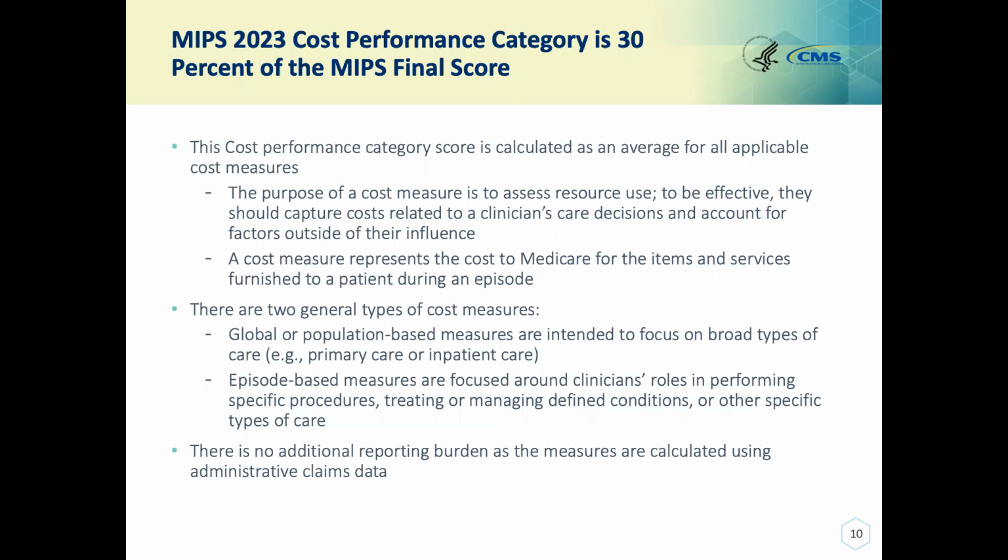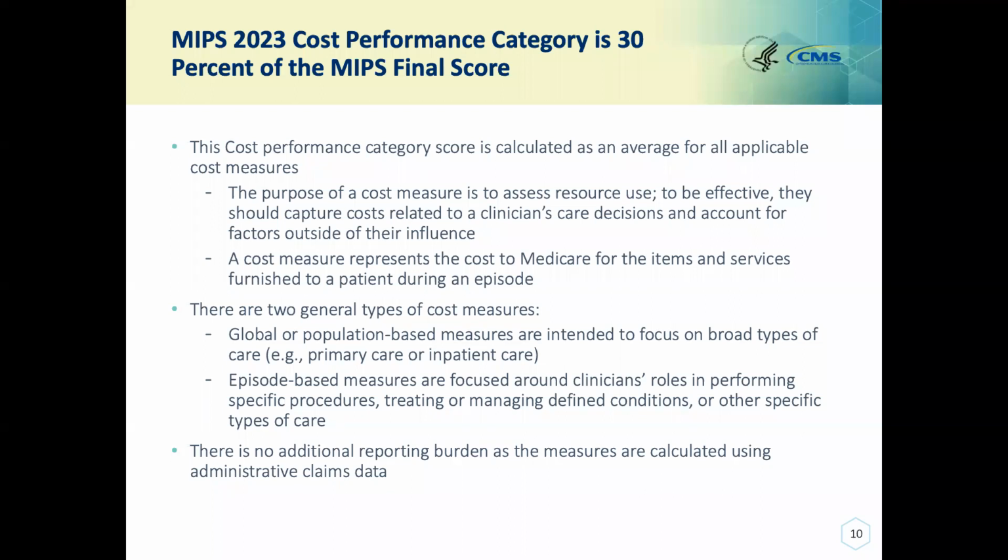The cost performance category is calculated as an average of all cost measures that apply to a given clinician or clinician group. For both traditional MIPS and MVPs, the cost measures are automatically calculated using administrative claims data, so there is no additional reporting required for clinicians. And the difference is that clinicians participating through an MVP will only be scored on the cost measures that are 1, in that MVP, and 2, where they meet the case minimum based on claims data.